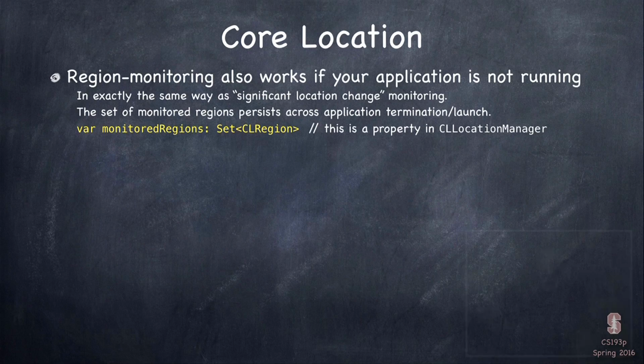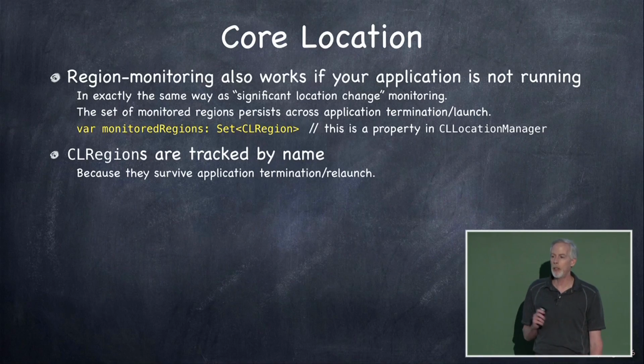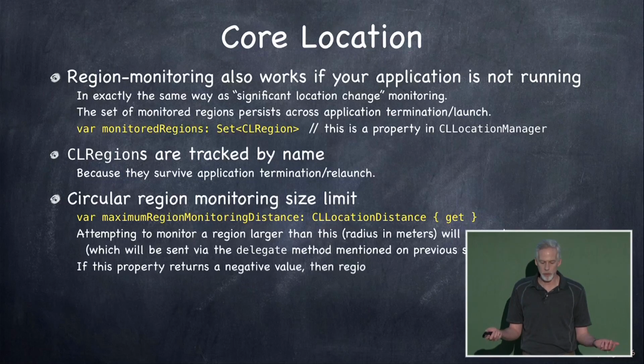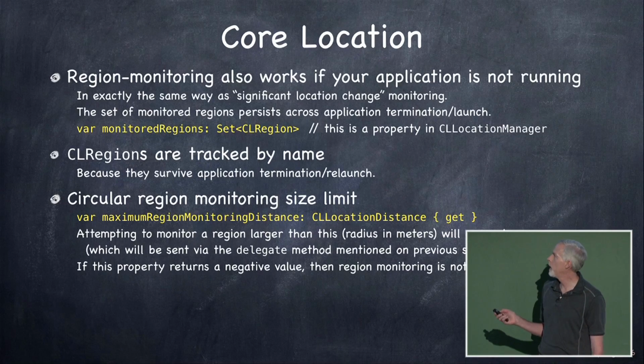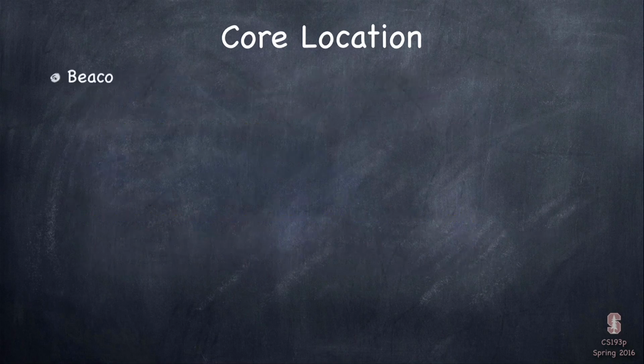Region monitoring works when you're not running because all your regions are named. Okay, they all have to have unique names, and so when you get launched, you'll know which one fired by its name. There's, by the way, a maximum limit to the circular region called maximumRegionMonitoringDistance. You want to look at that. You can't say, when I enter the United States, okay, that won't take that big of a region. It has to be much, much smaller. This will tell you how big it can be.